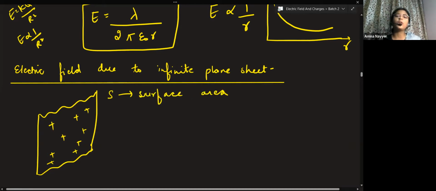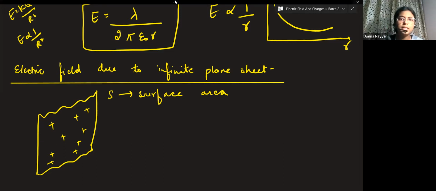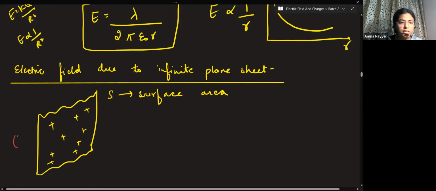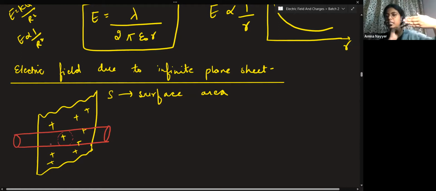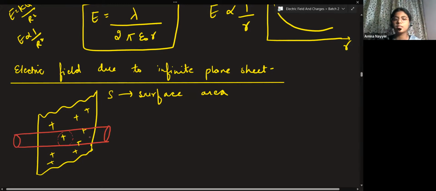Now see, as the Gaussian surface in case of the electric field due to a long wire, we had taken a cylinder to wrap the wire. Now in this case, what will be the Gaussian surface that I'll consider? I'll just draw a cylinder passing through it. Like this is your plane sheet. I am drawing the Gaussian surface in this manner, penetrating through the sheet. Now this is my Gaussian surface.